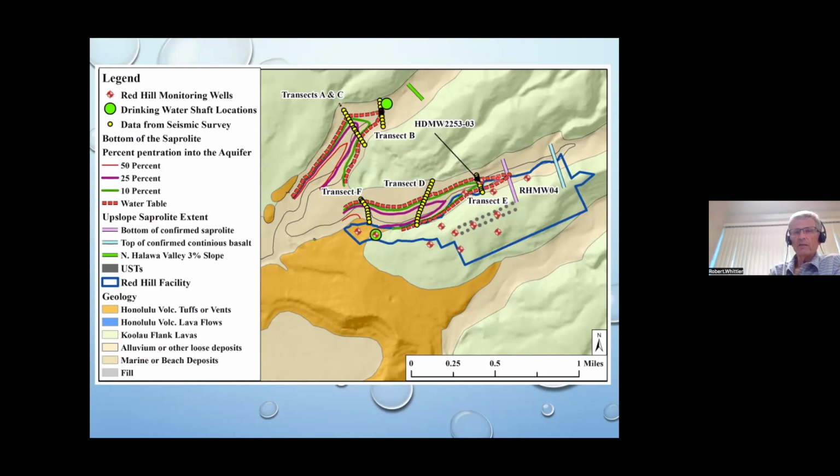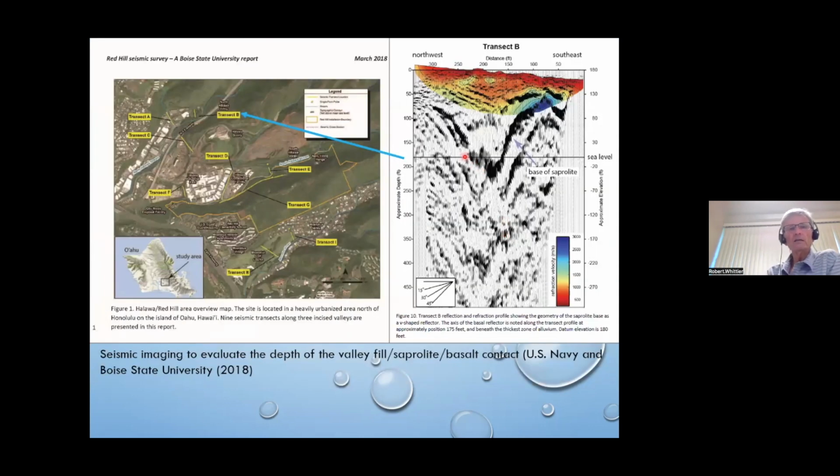But this is very shallow intrusions down to about, okay, here's about the 25% penetration point down here, which is near the bottom end of the fuel facility and well below the location of the Halawa shaft. If groundwater flow is to the northwest, then there is a limitation to the protective nature of the saprolite valley fill.